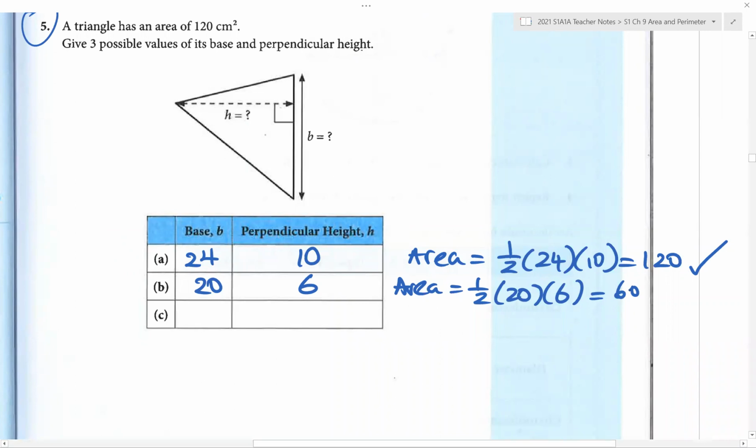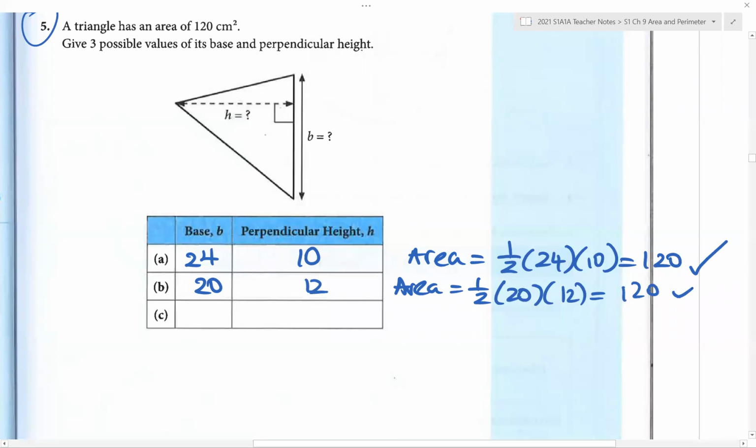Do you want to change the 20 to become 40 or the 6 to become 12? Choose. Both are okay. Change the 6 to become 12. Okay, let's change that. So half times 20 times 12. Now it gives us 120. Okay, thank you, Sinol. Next.